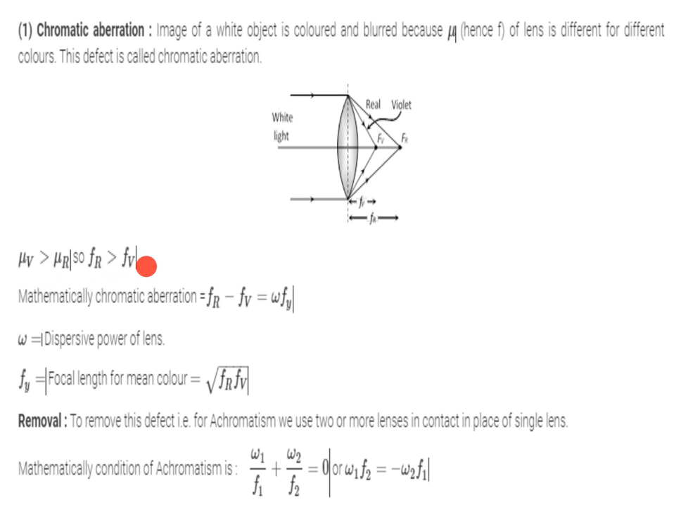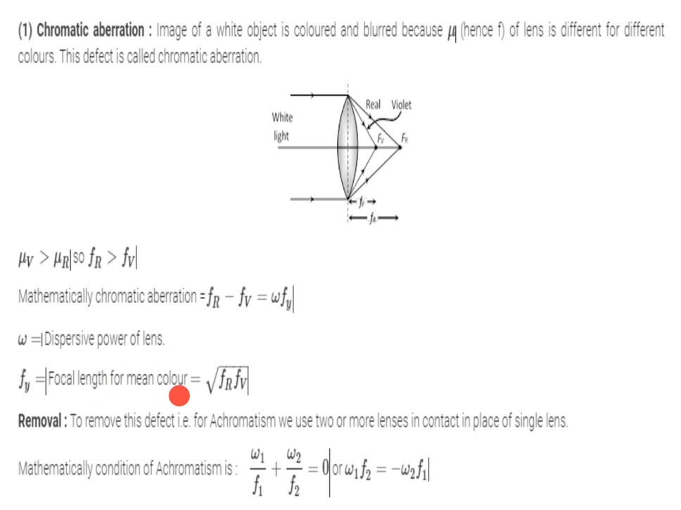Then the equation for chromatic aberration can be written mathematically as Fr minus Fv is equal to omega Fy. What is Fr? Focal length for red color minus focal length for violet color is equal to the dispersive power of the lens into Fy, the focal length of yellow color. Yellow color is the mean color. Omega is the dispersive power of the lens, and Fy is the focal length for the mean color.